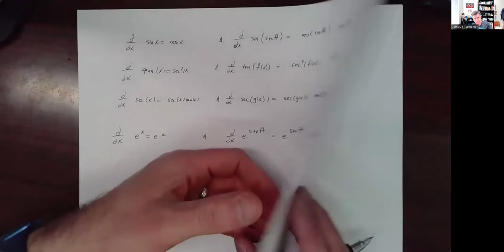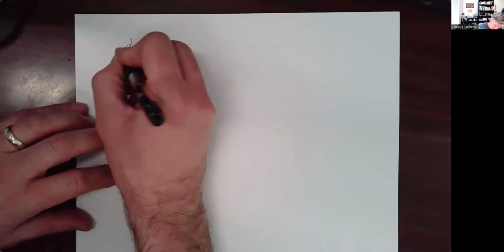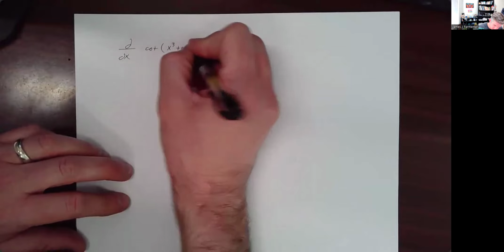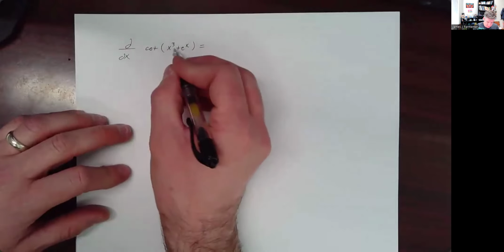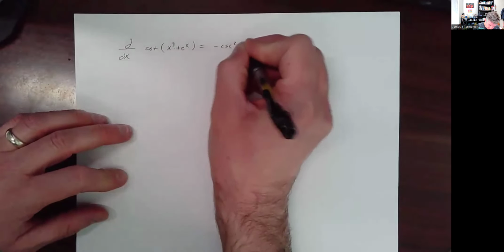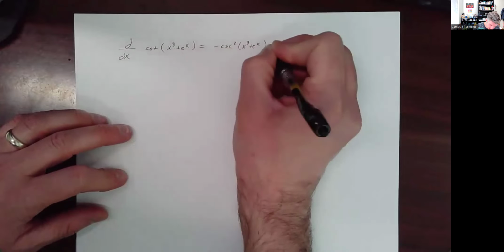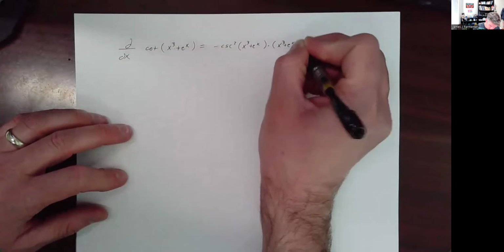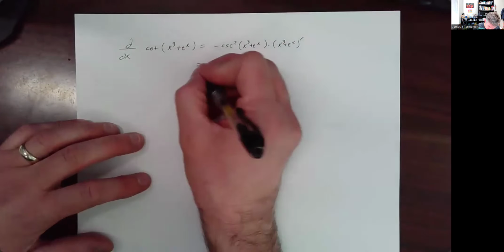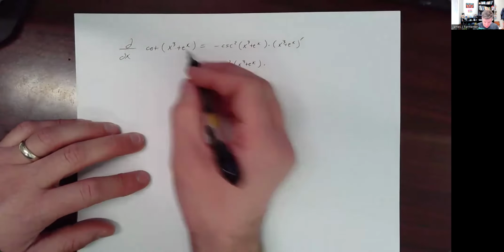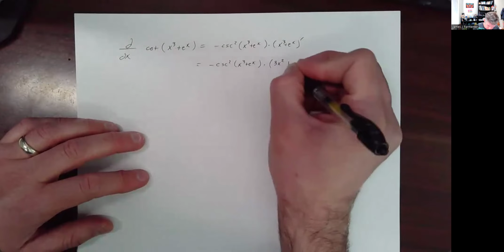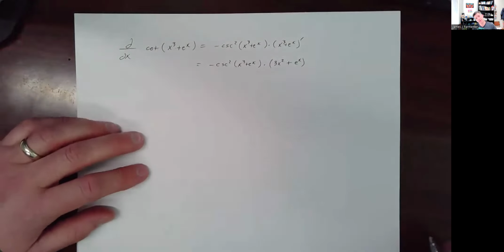So for example, I can say something like the derivative of cotangent of x cubed plus e to the x. Well, the derivative of cotangent of x is negative cosecant squared of x. So the derivative of cotangent of some stuff is negative cosecant squared of that stuff times the derivative of that stuff, which you could either write out, or you can skip this step and just say it's negative cosecant squared of x cubed plus e to the x times the derivative of my stuff, which is 3x squared plus the derivative of e to the x, which is e to the x. And that's my answer.